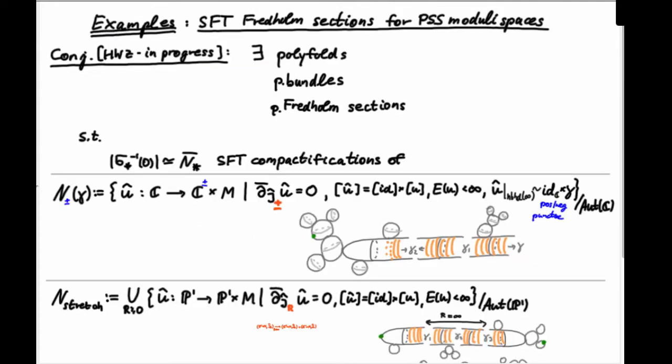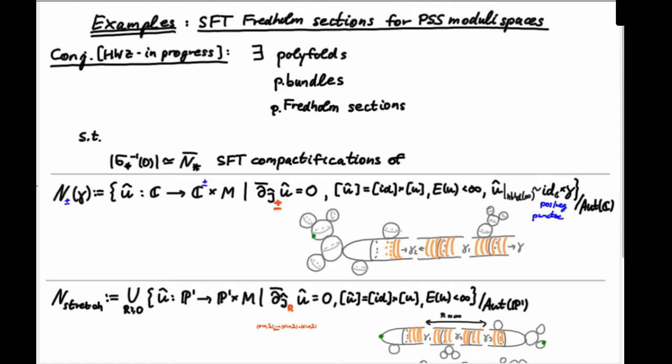I'm not going to do it in this example, but I want to claim things for the SFT example that's actually relevant for the Arnold conjecture. So my goal is to state a conjecture here that will be proven by HWZ, and that, once it's true, will imply the Arnold conjecture.